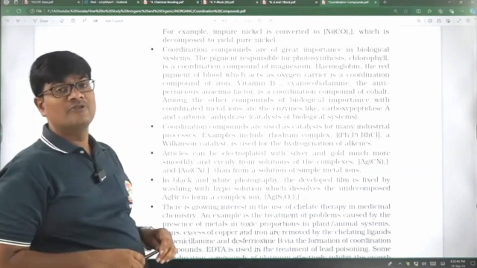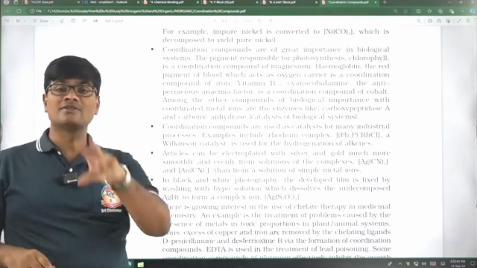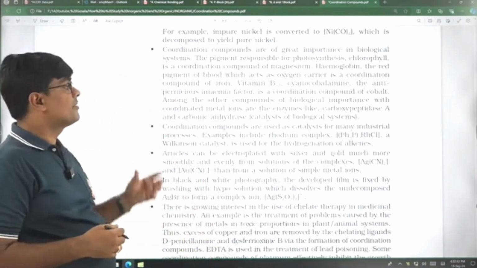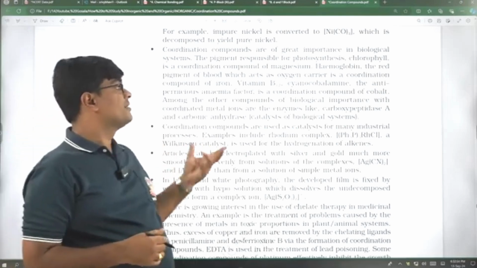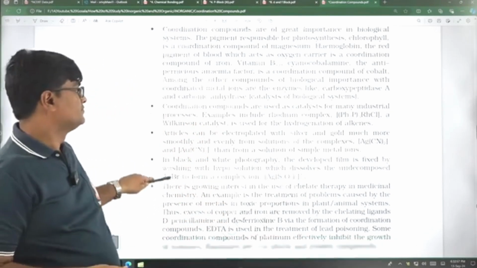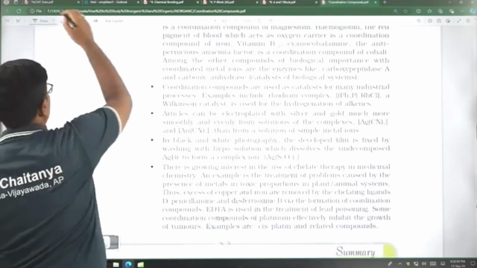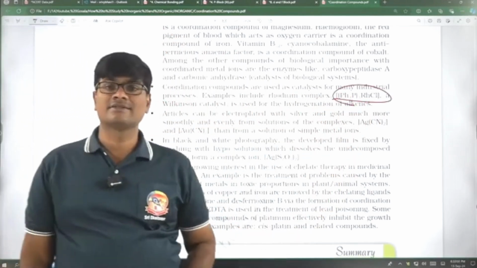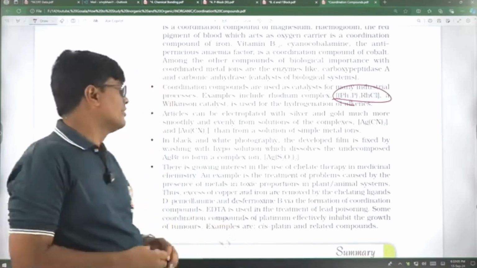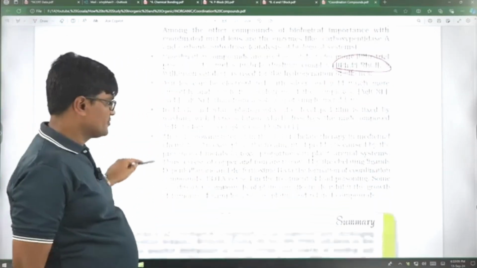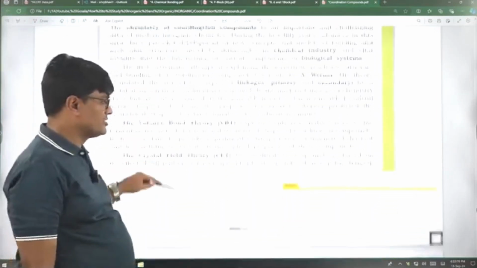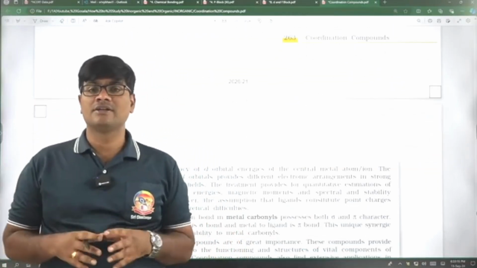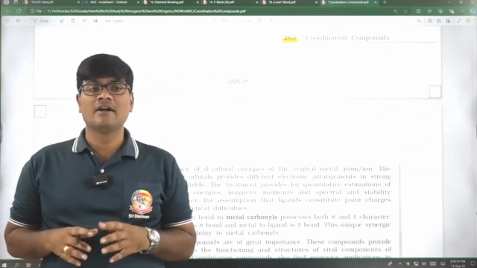For example, vitamin B12, cyanocobalamin, contains which element? Cobalt. Like that we need to know. The enzyme carboxypeptidase has which element? Zinc. That you need to know. And a very important one, Wilkinson's catalyst. You know that it is used for homogeneous hydrogenation of oils to fats. So these examples you need to know. So this is the end of the important tips for studying inorganic chemistry for NEET exam.